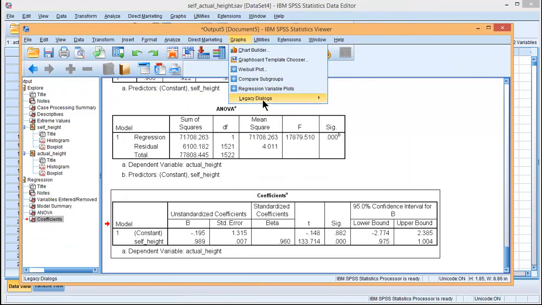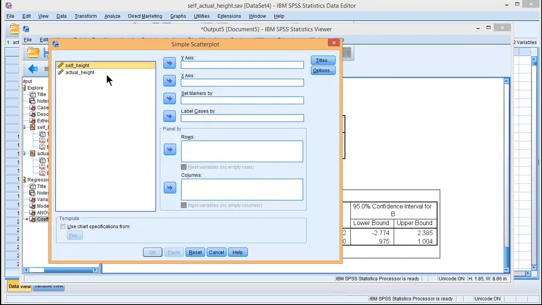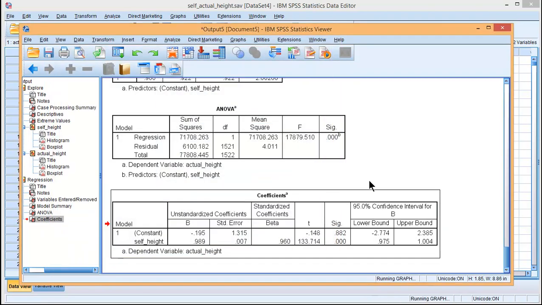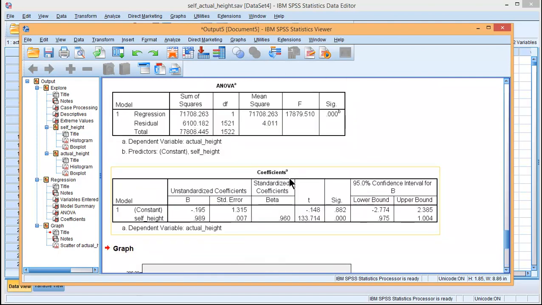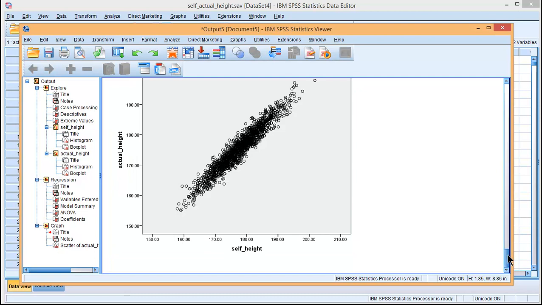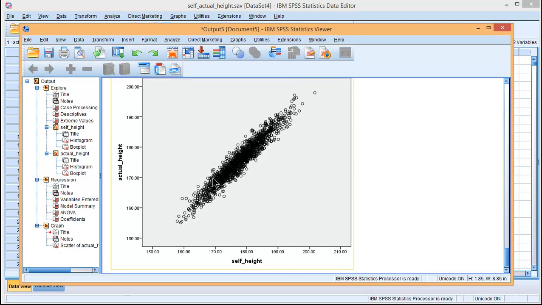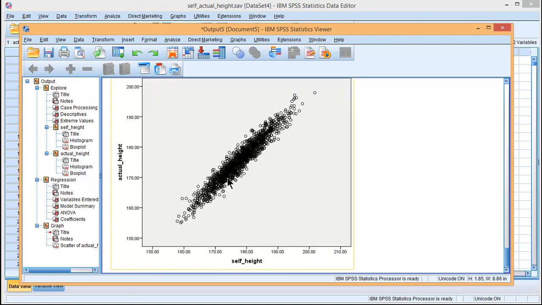And I'll go into Graphs, Legacy Dialogues, Scatter, and self-height on the x-axis and actual height on the y-axis. Click OK. And we're going to see, look at that. This is a very large sample size. Over 1,500 people in this actual study by Stewart. We can see a really nice positive slope in the relationship, and there's nothing nonlinear about this. It's just a straight line. Isn't that a nice looking scatter plot to see something like that?